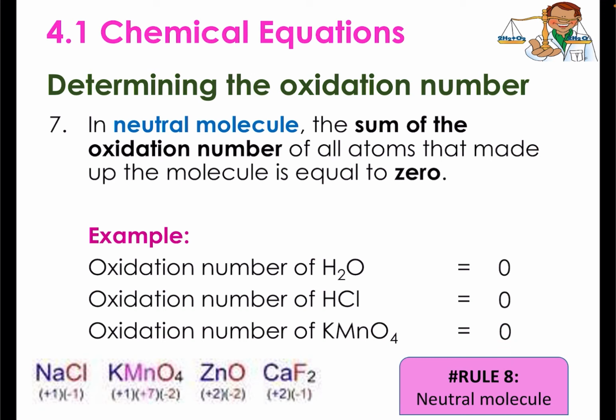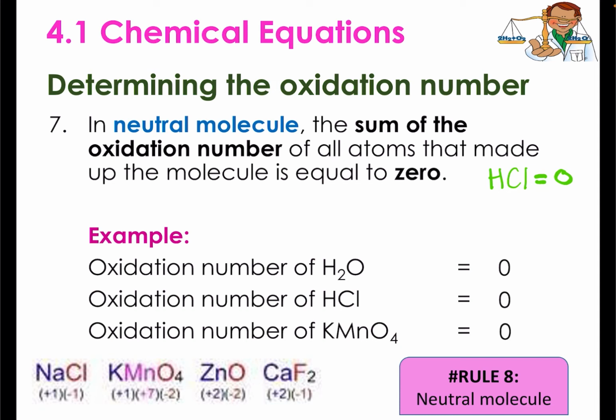So, macam mana nilai 0 ni boleh dapat? Alright, how you want to do that? For example, I have HCl. So, the summation for H and Cl's oxidation number is going to be 0 kerana dia adalah neutral molecule. But how you can determine that?